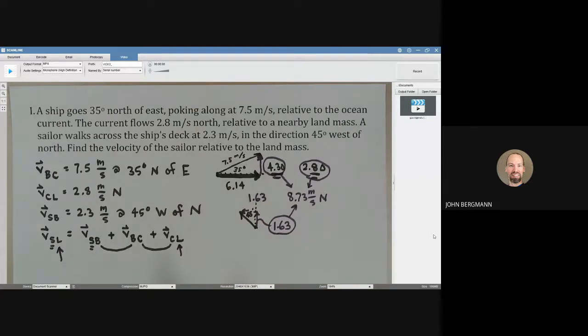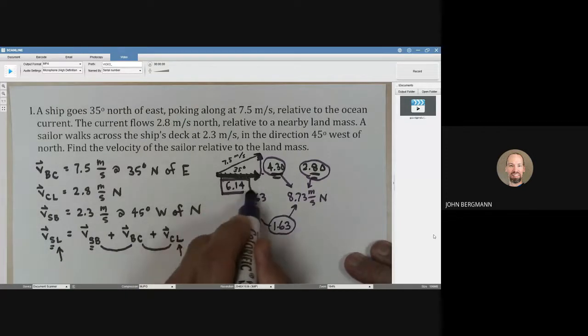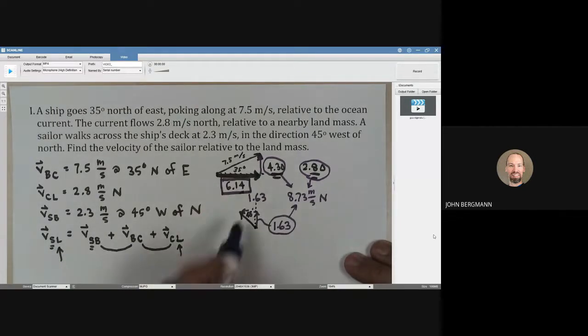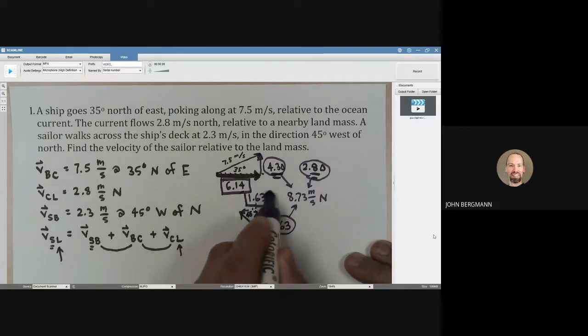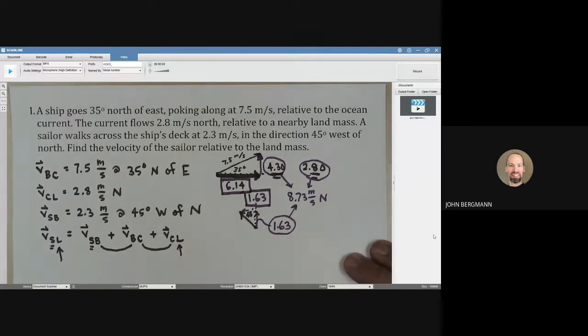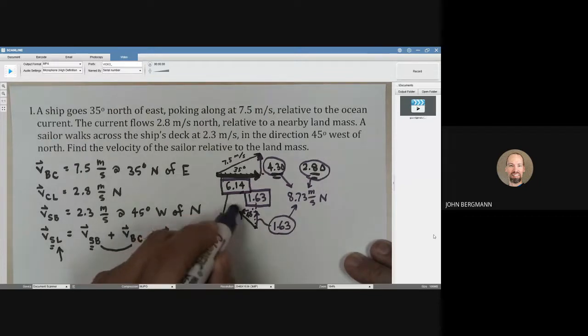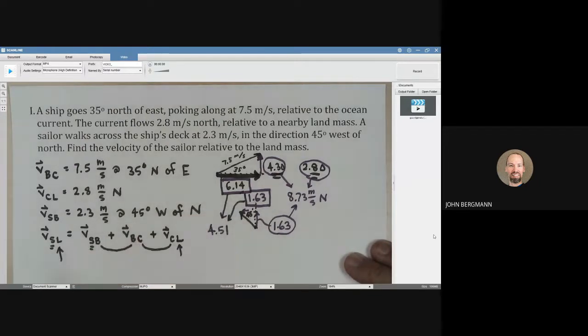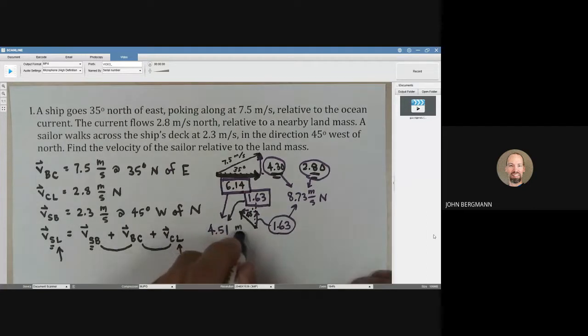Now, what about in the east-west direction? In the east-west direction, do you see here that this 6.14 points to the east, but this 1.63 points to the west? So we have to subtract those. And when we do that, we end up with a result of 4.51. Those two put together give us 4.51 because we have to subtract those meters per second. And who's going to win here? It looks like east is going to win because east is the bigger number. The west number is smaller, so that is a resultant east.